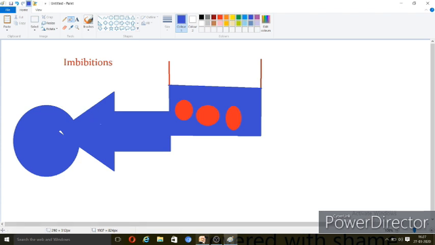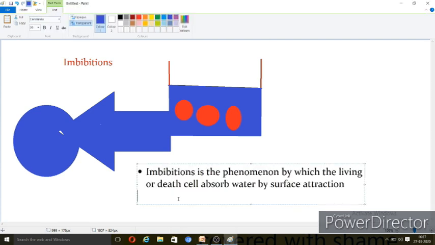Now what is the definition of imbibition? It is the phenomenon by which a living or dead cell absorbs water by surface attraction. What makes the water enter inside is nothing but the surface attraction. So this is the definition of imbibition. Hope it will help you.